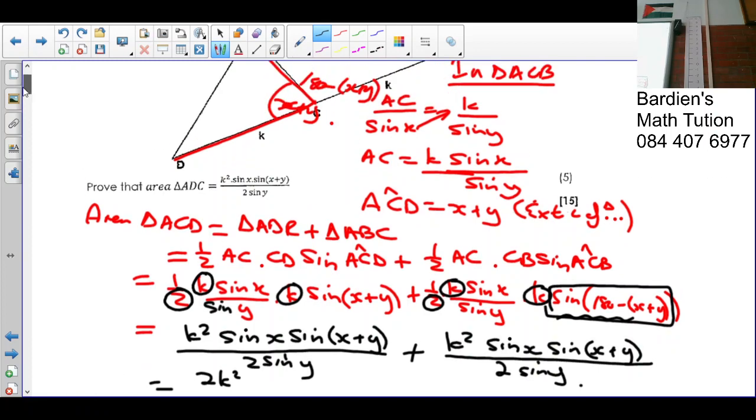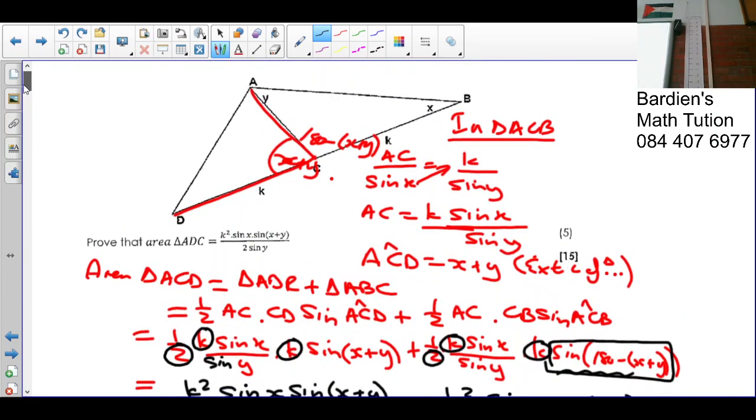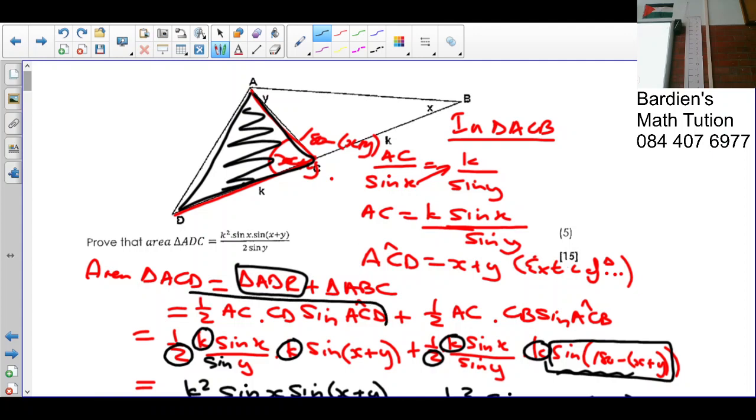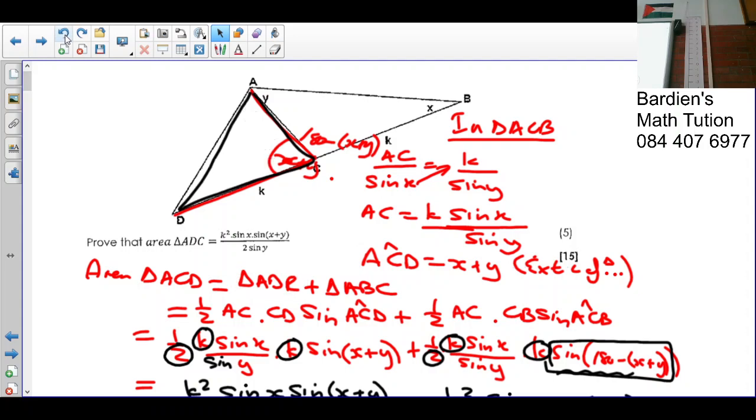Am I calculating the right triangle? ADC. That is the problem. I'm calculating the whole thing. So I'm calculating the wrong thing. So ADC, it's only this part of the triangle to calculate. So it's only that you need there, and this here is just erase. I went way past what I needed to do. Okay.